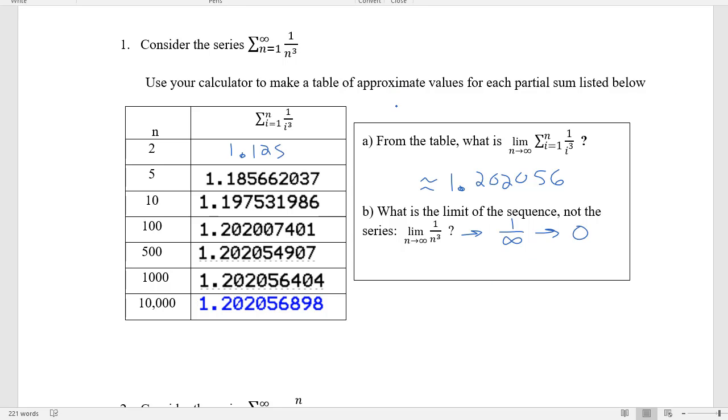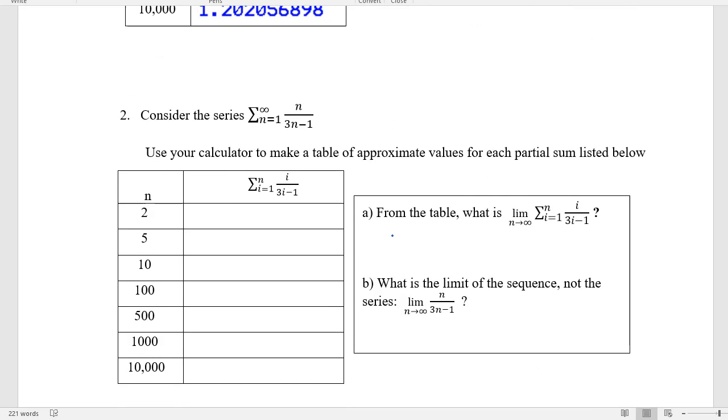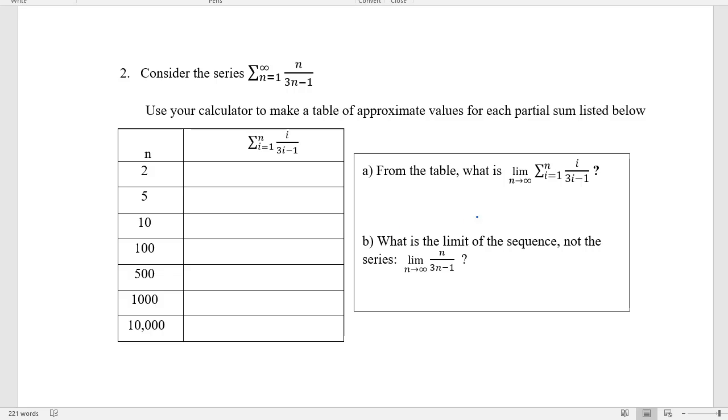Now, what I want to do is look at a different example. Here's an example, and I want to plug into the technology and find what the sum of these sequences are, right? Again, I want the sum of the first 2 terms, then the sum of the first 5, the sum of the first 10, and the sum of the first 100. I want you to use your technology to do this. I'll pause this video, do this table on your own, answer these questions over here, A and B, and when you're done, unpause, and we'll discuss this together.